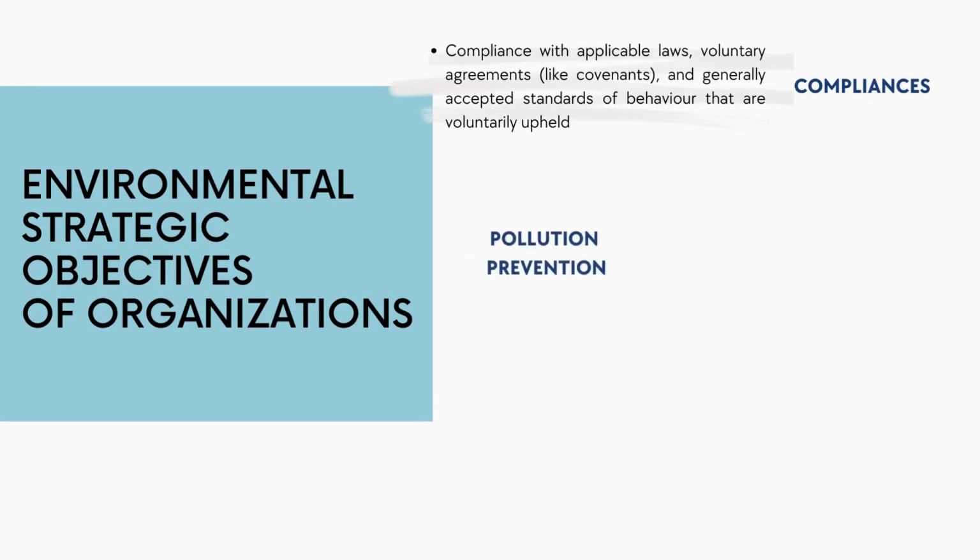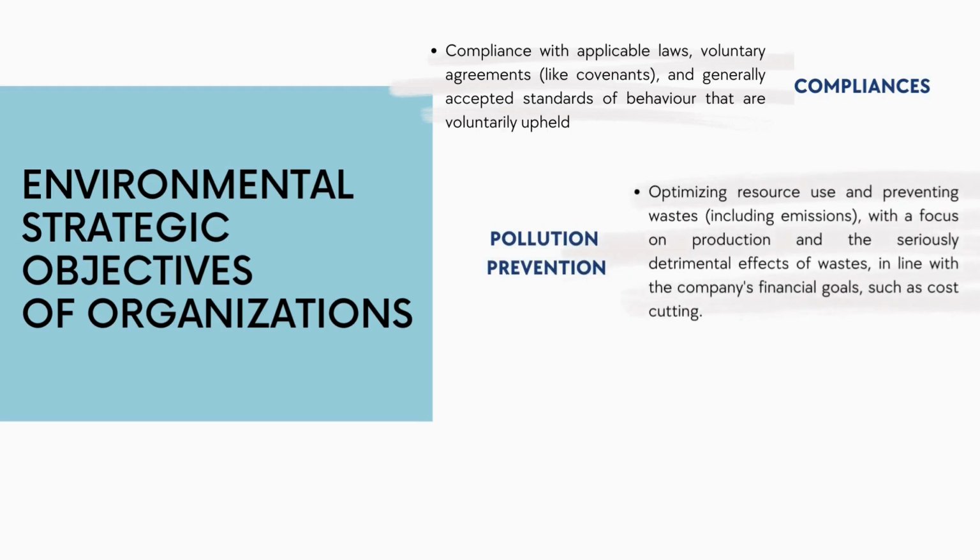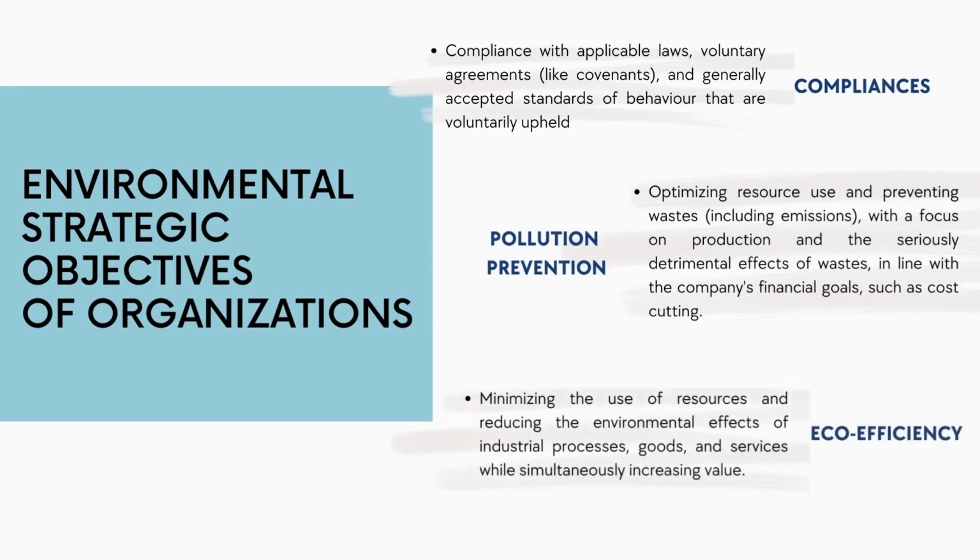The second aspect is pollution prevention. By optimizing resource use and preventing wastes, including emissions, with a focus on production and the seriously detrimental effects of wastes, in line with the company's financial goals, such as cost-cutting. The third aspect is eco-efficiency, which minimizes the use of resources and reduces the environmental effects of industrial processes, goods, and services while simultaneously increasing value.